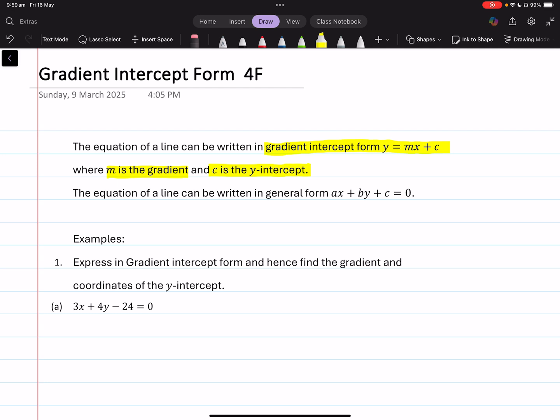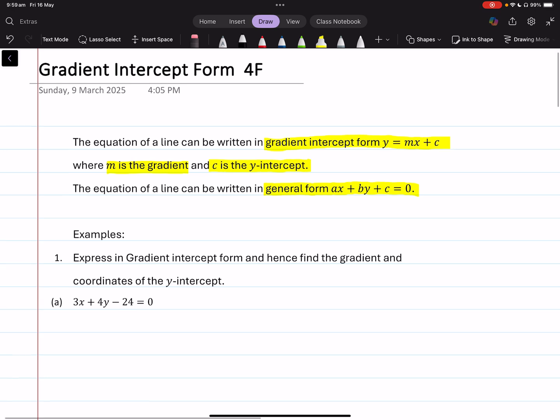It's also worth noting that the equation of a line can be written in what's called general form, and for that, it's of the form of a multiple of x plus a multiple of y plus a constant equals 0. And we usually try, if we're writing it in general form, to write it so that a and b are integers. Okay, so let's have a look at the first example.